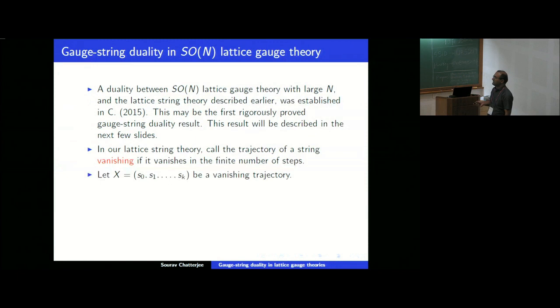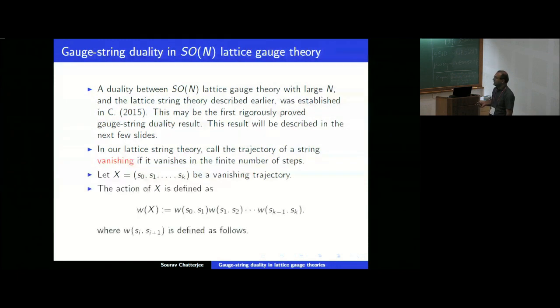So let x equals S0, S1 up to Sk be a vanishing trajectory. The action of x is defined as W of x, the product of these individual steps, W of S0 to S1, W of S1 to S2, up to W of S k minus 1 to Sk, where these transition weights are defined in the next slide. So it's just like when you're doing a Markov chain, you have these steps taken by a Markov chain. The probability of the trajectory is the product of these individual probabilities. So it's just like that.